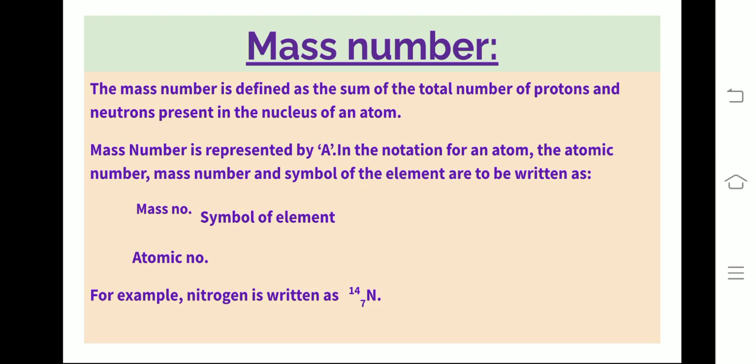In the notation for an atom, the atomic number, the mass number and the symbol of the element are to be written as follows. First of all, we write the symbol of the element, and then the mass number is written as a superscript, whereas the atomic number is written as a subscript. For example, nitrogen is written as N with mass number 14 and atomic number 7.